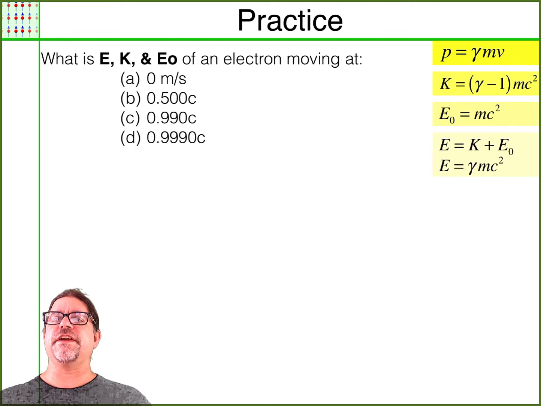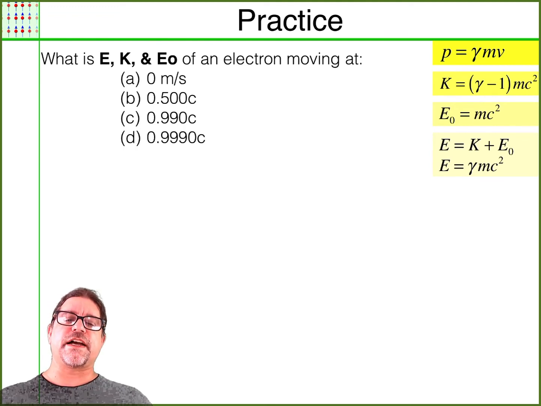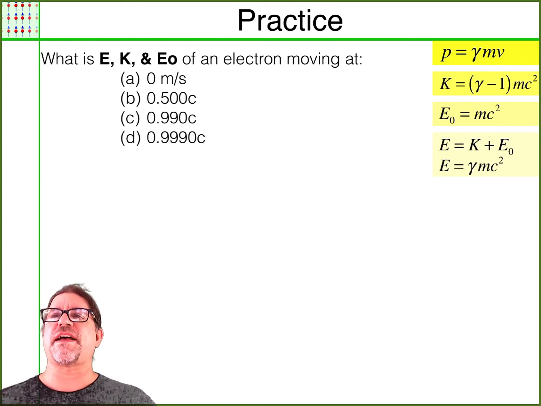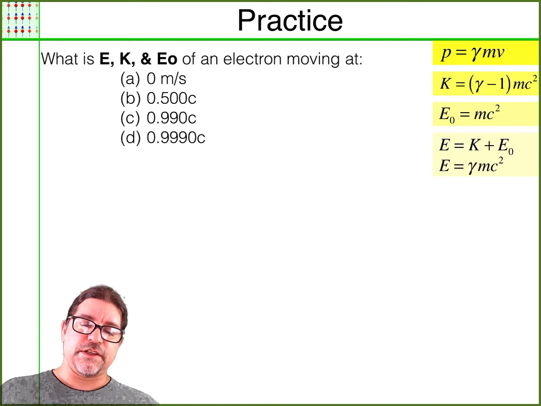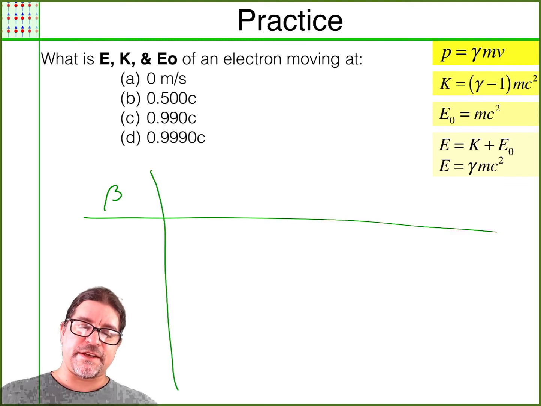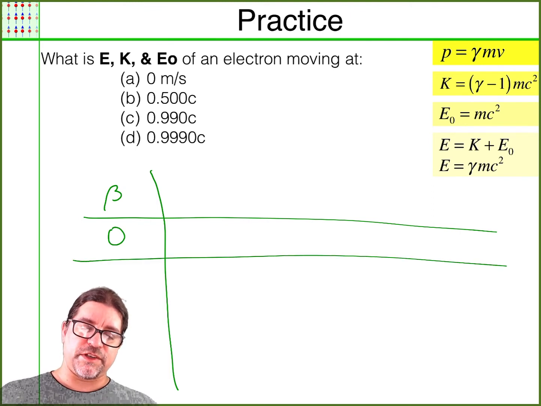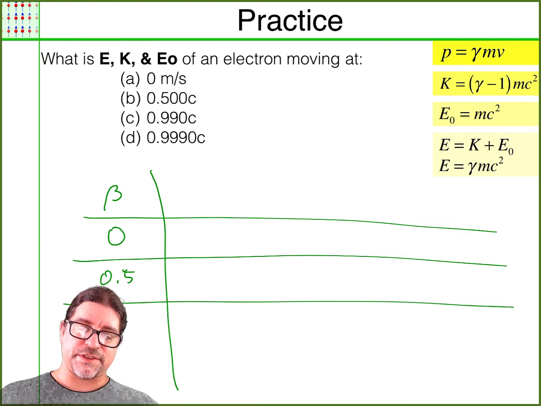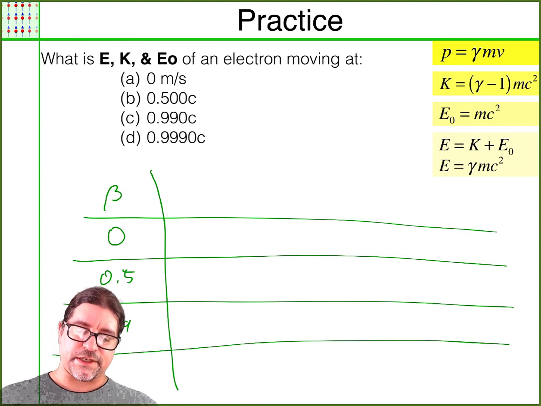So in this question here, it's just asking you to calculate the total energy, kinetic energy, and the rest mass for an electron at 5 different speeds. So I'm just going to make a little chart here. We won't do the actual calculations, just give you the results. So say at different betas: when it's at rest, when it's moving at half the speed of light, when it's moving at 99% the speed of light, versus when it's moving at 99.9% the speed of light.